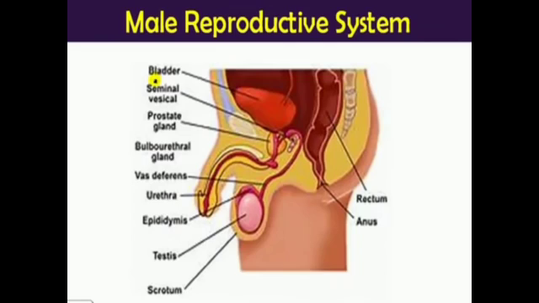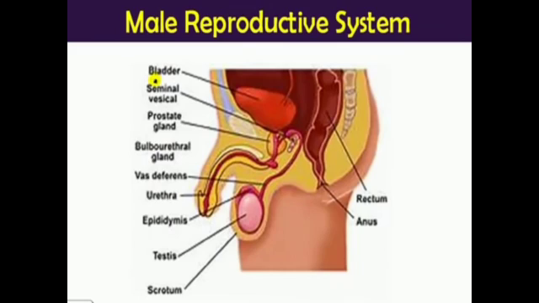The male reproductive system, as you can see in the figure, consists of portions which produce the germ cells and other portions that deliver the germ cells to the site of fertilization. That means the male reproductive system is mainly responsible for the production of germ cells and the transport and delivery of germ cells to the site of fertilization.